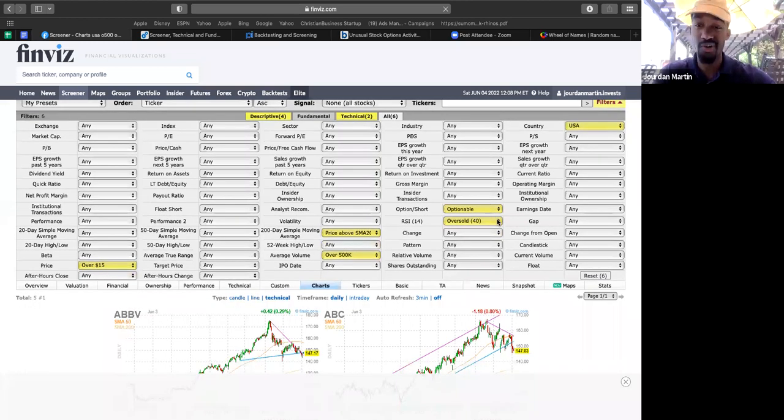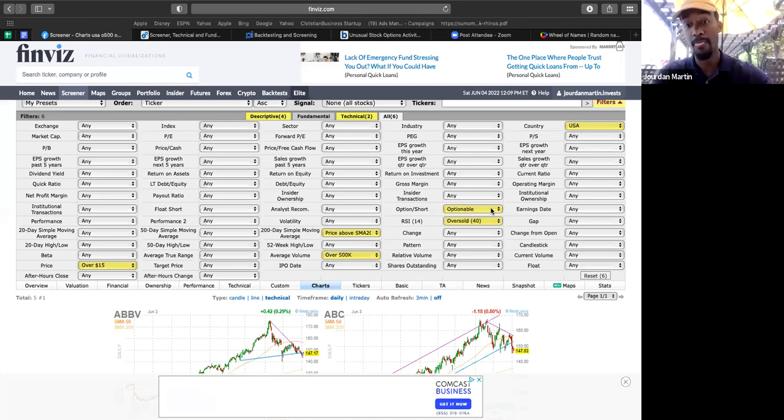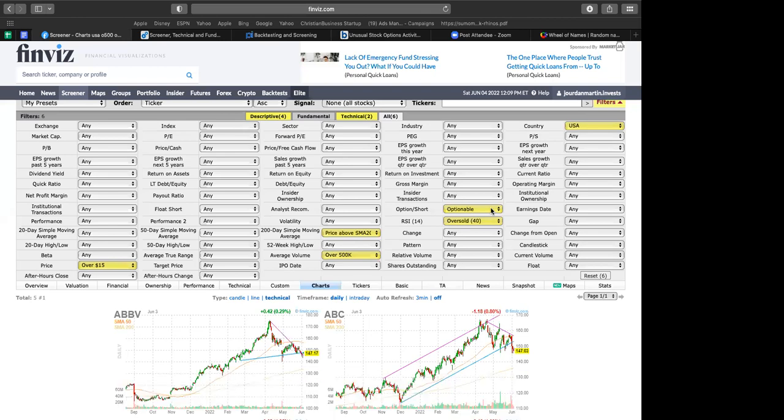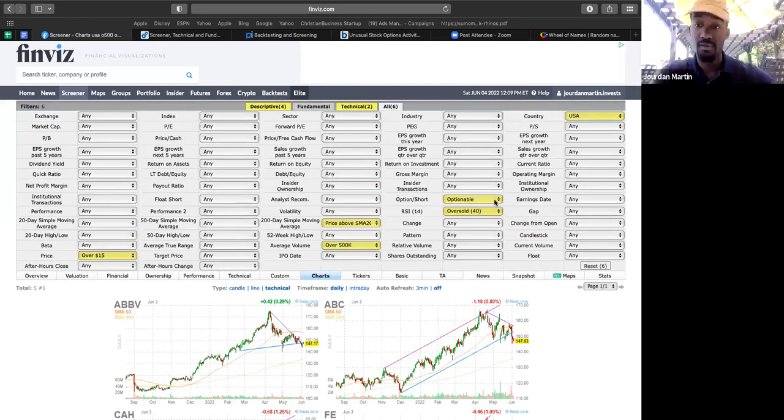So they're oversold, but not typically. Typically on the RSI, you're looking at oversold as being 30 or 20, and some go so far as to look at 10 sometimes. But for all intents and purposes, it is something that is oversold and not overbought. It does have options, and these are US stocks, okay?